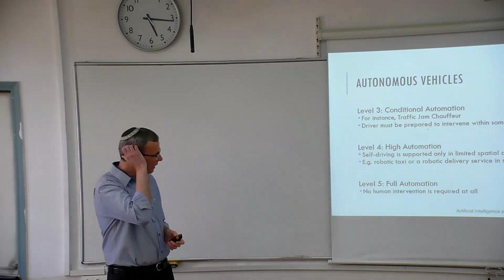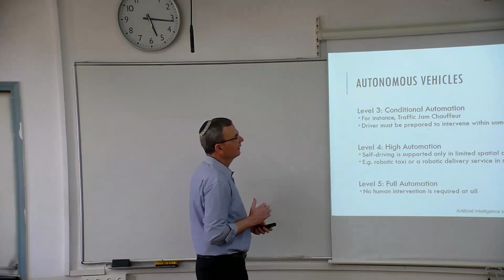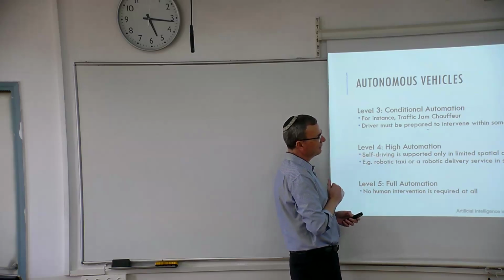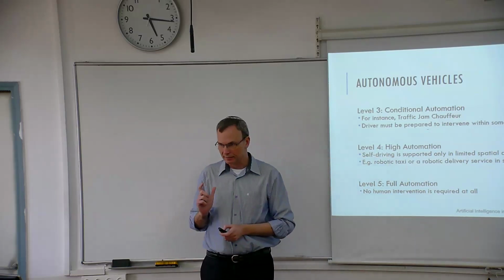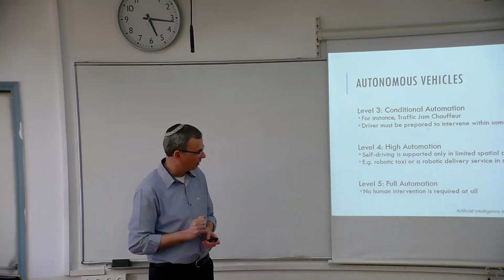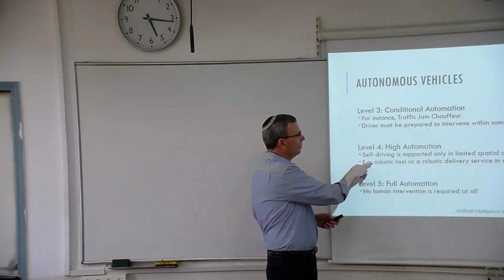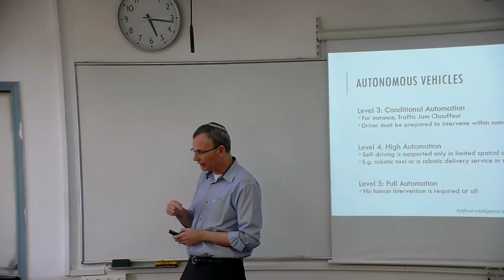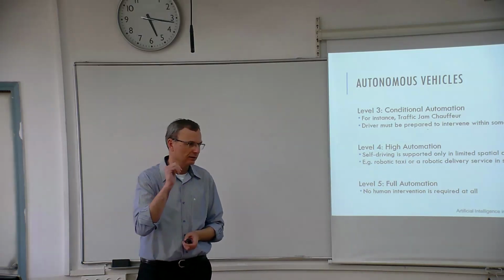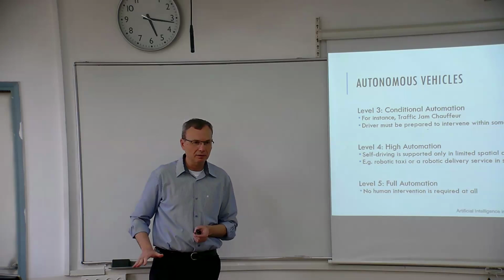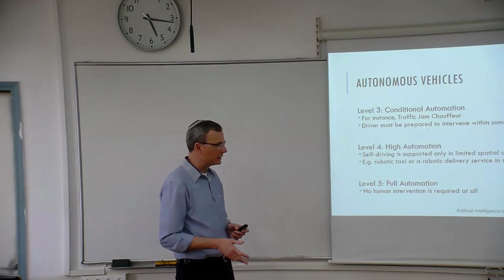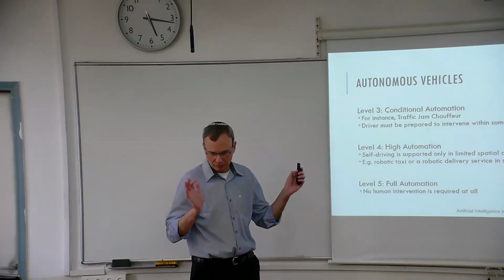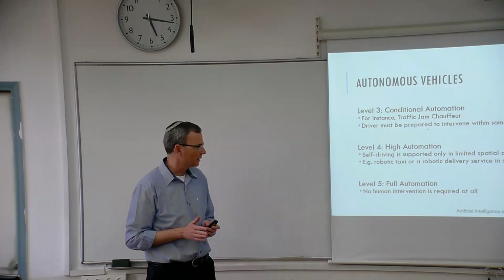Level 4 is called high automation. It has full self-driving, but in limited special areas. For instance, a robotic taxi or robotic delivery service that knows how to navigate in a very specific selected location. So it knows everything about this location. It knows everything about this route. We are going to allow it to run by itself, with no need of any supervision.